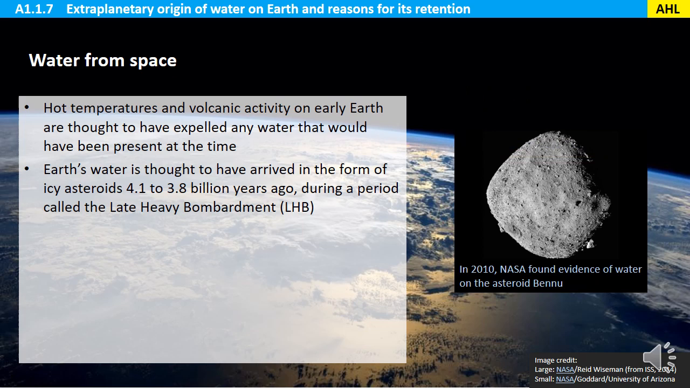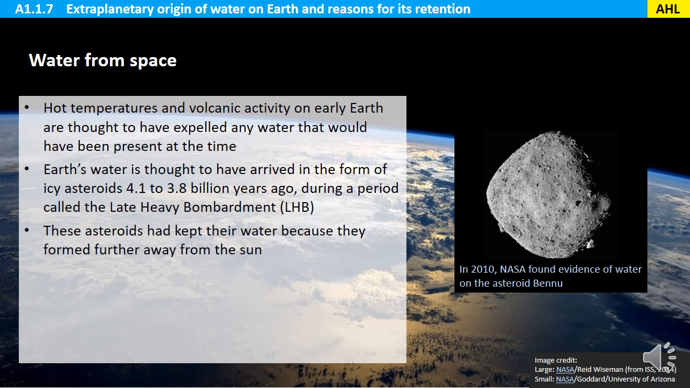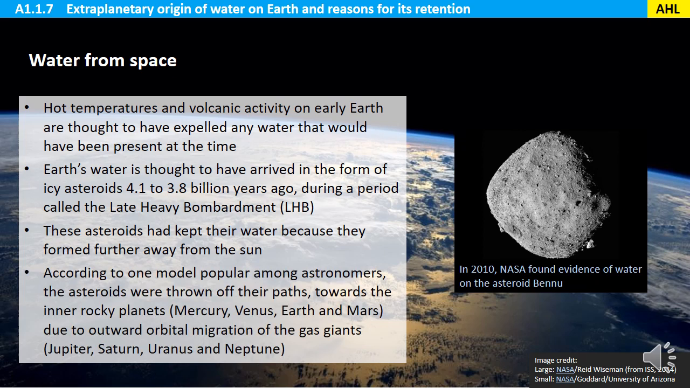Instead, Earth's water is thought to have arrived in the form of icy asteroids about 4 billion years ago, during a period called the Late Heavy Bombardment. These asteroids had kept their water because they formed further away from the Sun, where it was much colder. According to one model popular among astronomers, the asteroids were thrown off their paths towards the inner rocky planets, that's Mercury, Venus, Earth, and Mars, due to outward orbital migration of the gas giants, that's Jupiter, Saturn, Uranus, and Neptune.